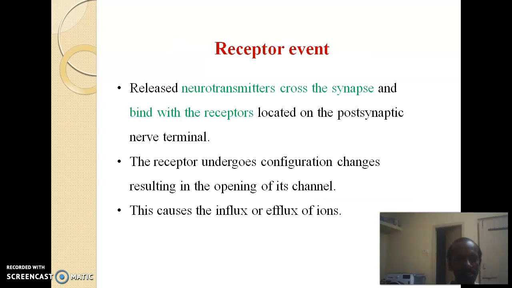The third step is the events which occur at the receptors located on the post-junctional membrane. The released neurotransmitters from the nerve terminals cross the synapse and bind with the receptors located on the postsynaptic nerve terminal. Then the receptor undergoes configurational changes, resulting in the opening of channels present in them. So this causes either the influx or efflux of ions.